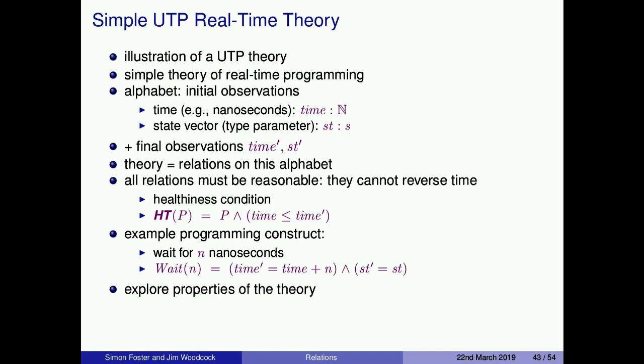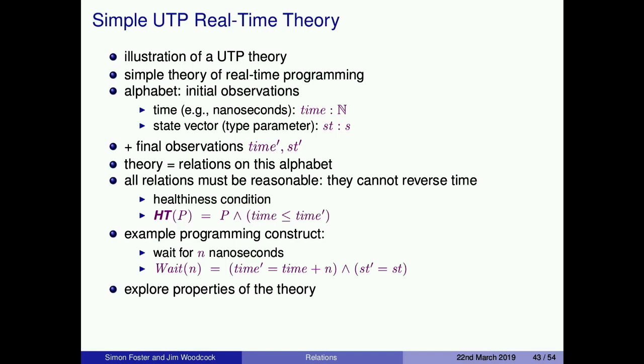So the way that we encode our healthiness condition, the dynamic invariant that we want our relations to obey, is: time is less than or equal to time primed. And the way that we encode that in UTP is by means of a function on predicates called a healthiness condition. So this function HT, if I apply it to one of my programs, will ensure that time is less than or equal to time primed, for all observations.